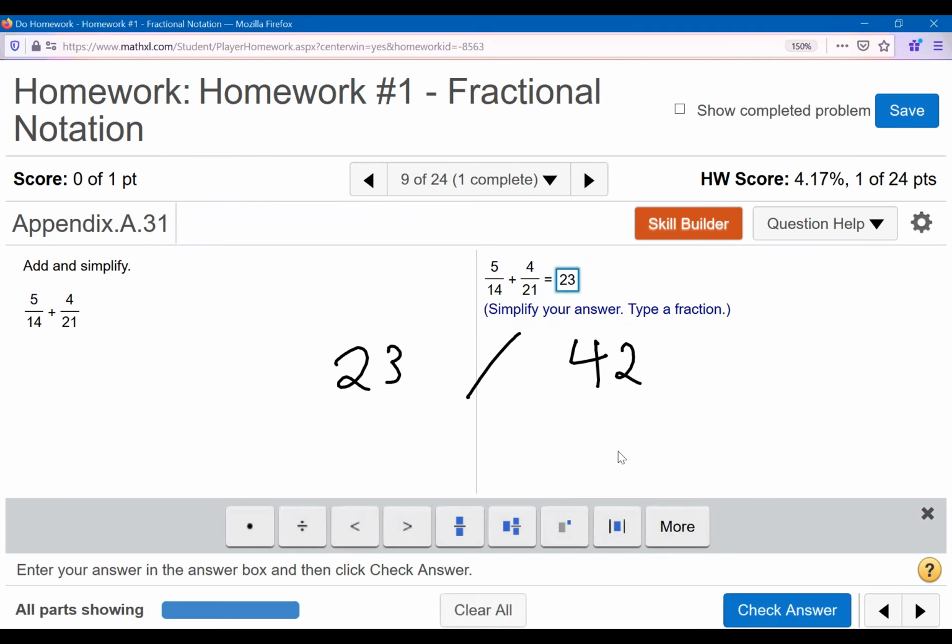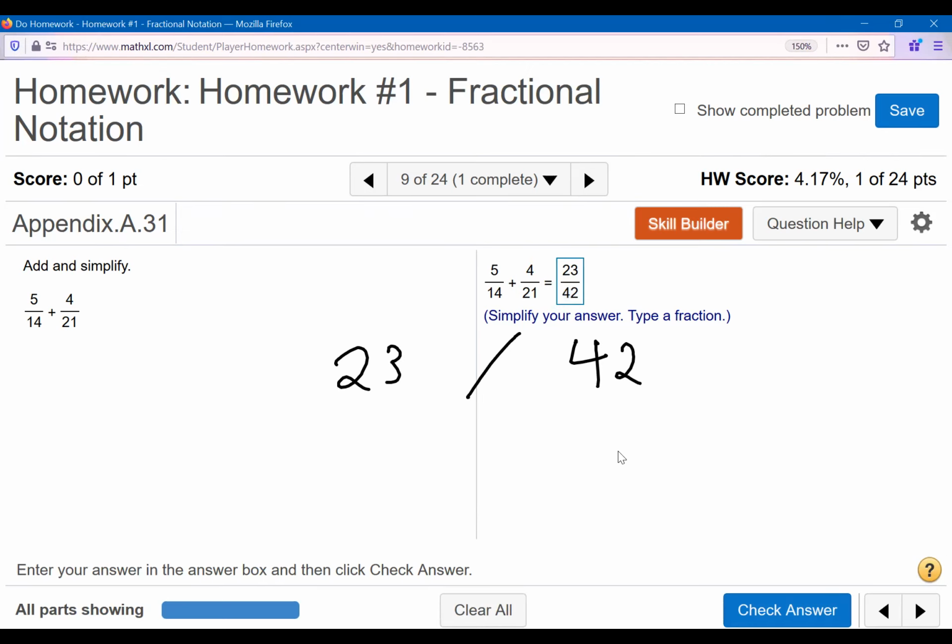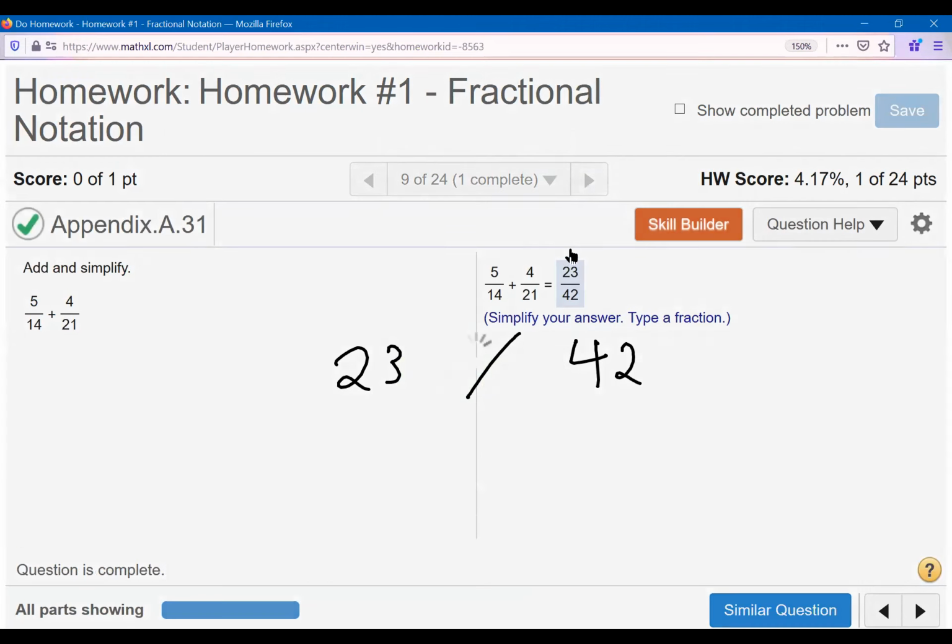So 23, see how it doesn't look like a fraction yet. Then I'm going to hit my slash key. You can't see it, but that's what I'm doing. And then it just creates a fraction. And then I just type 42. And then I hit enter. Okay, so just a little shortcut for you.